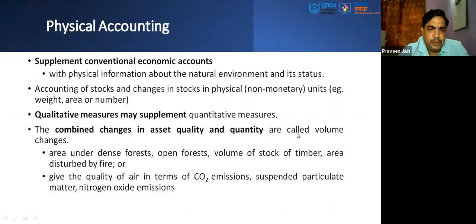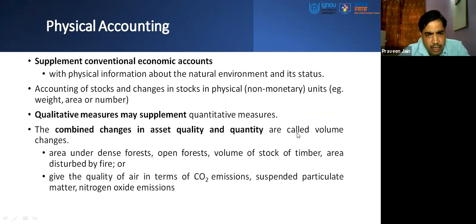So what we do here is accounting of the stocks or changes in the stock in physical, that is non-monetary, units, for example weight, area, or number. Every year we mention how much forest area is available, how many trees are there, and how many water resources are there. So we include information about the physical parameters in the national system of accounting, and that we call physical accounting.